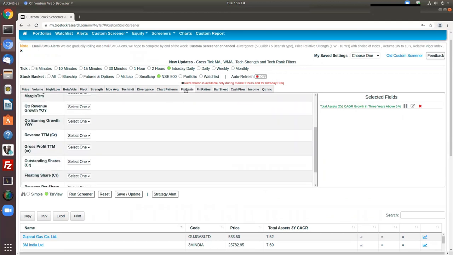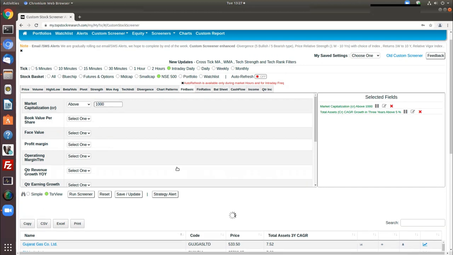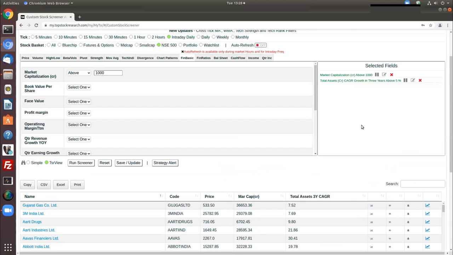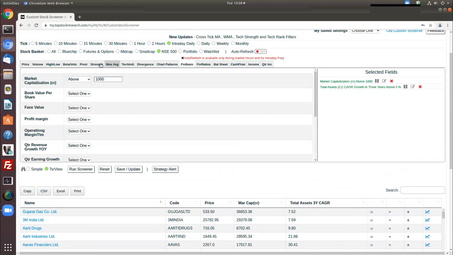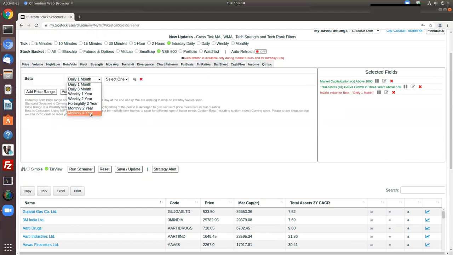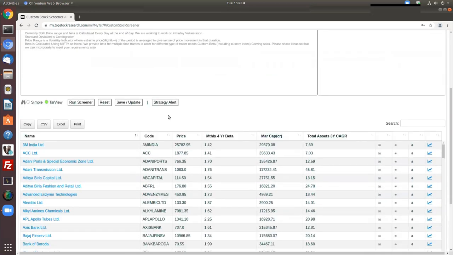You can also add, I'm looking for, let's say, rather financial basic. I'm looking for market capitalization above 1,000 crores. See if we are lucky to get some stocks. Yes, we are. About 344 stocks, which have both total asset growth and market cap filters. So this is how you can also add that I'm looking for a 4-year monthly beta, which is above 1.3. So this is how you would mix and match technicals with fundamental.